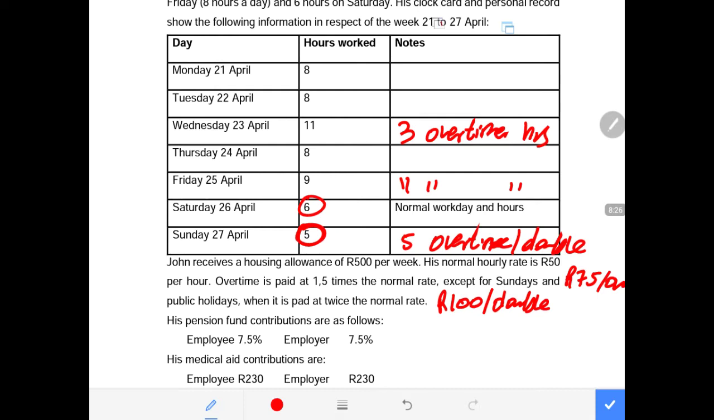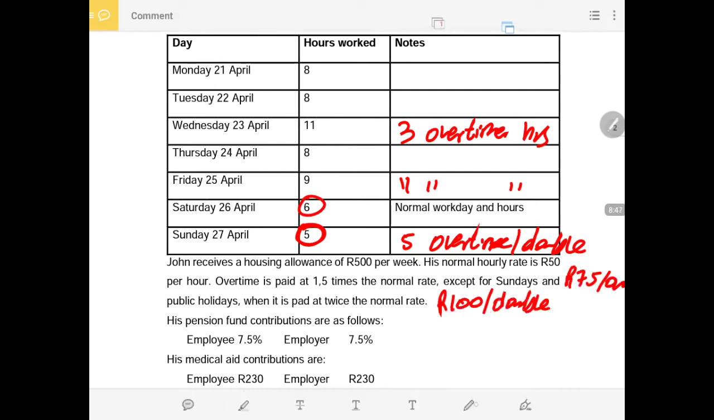So we are clear in terms of how we are going to calculate our gross income. Remember, gross income is made of basic salary, overtime, double pay, which is normally Sundays and public holidays, plus allowances. That will be part and parcel of your gross income.